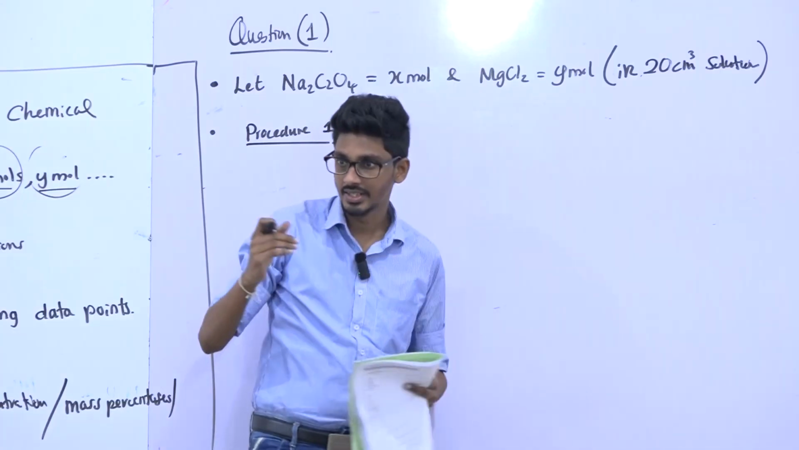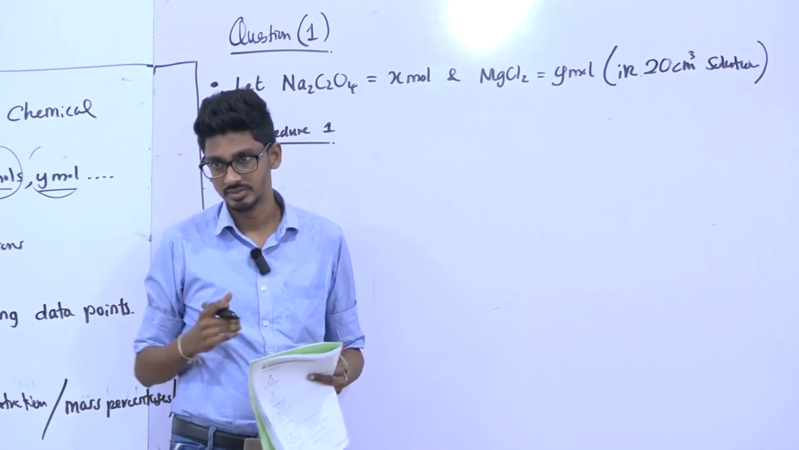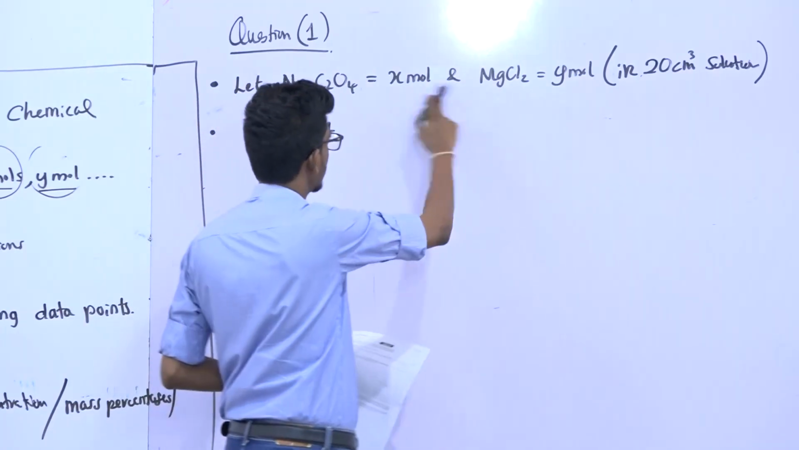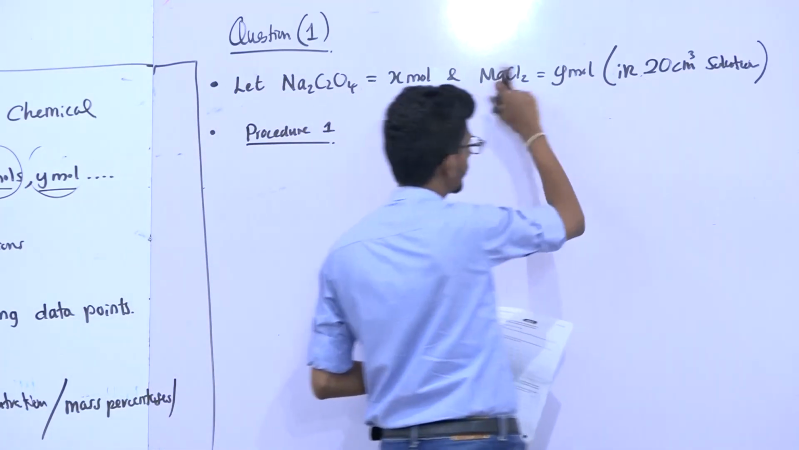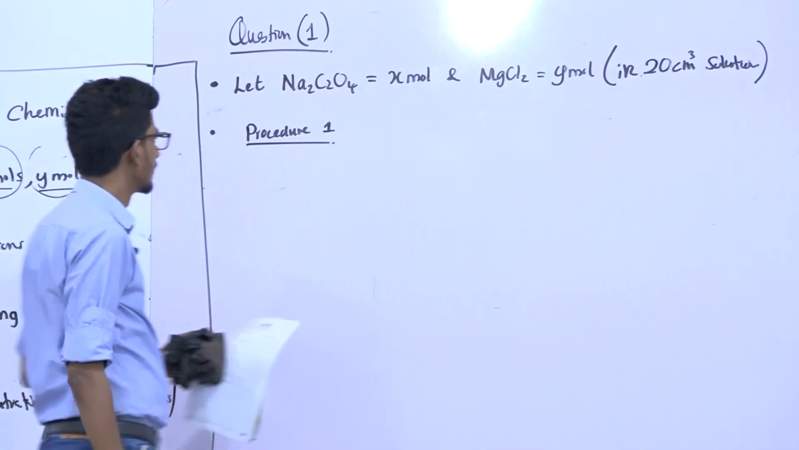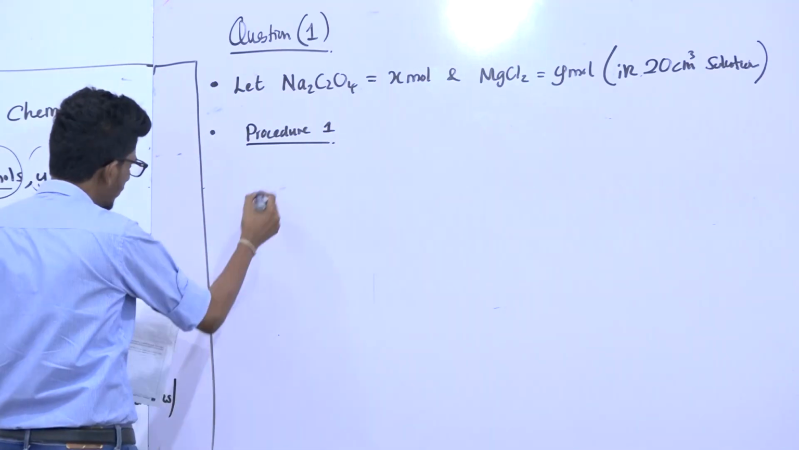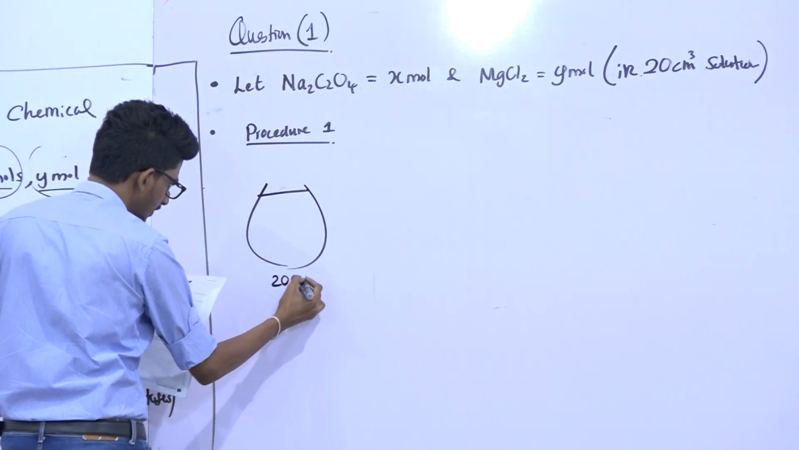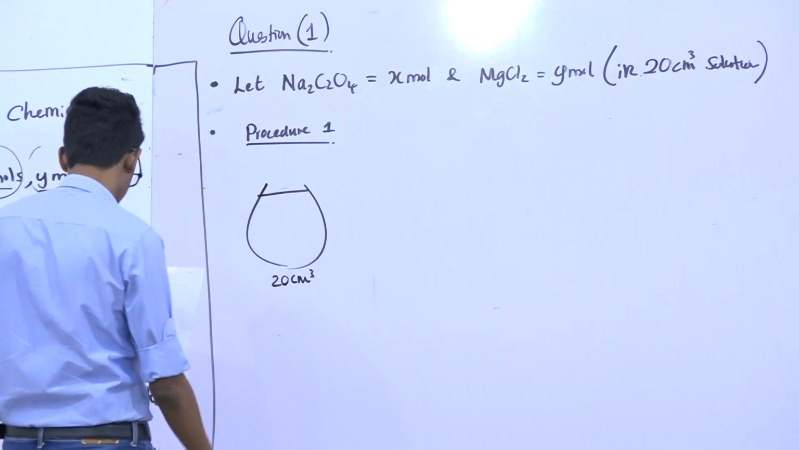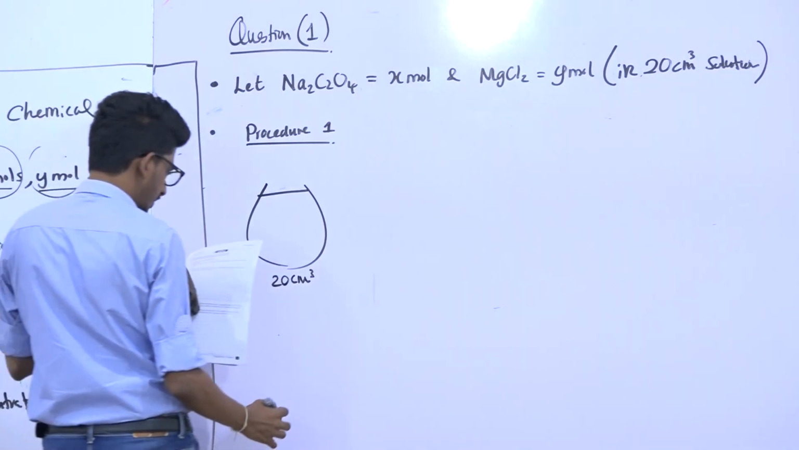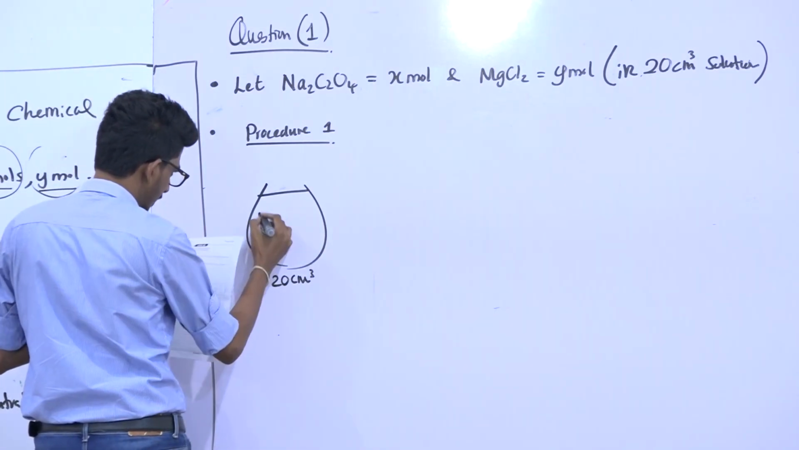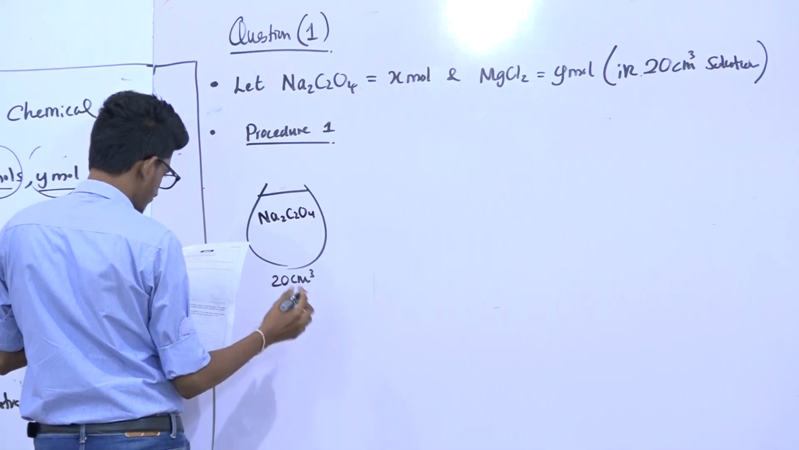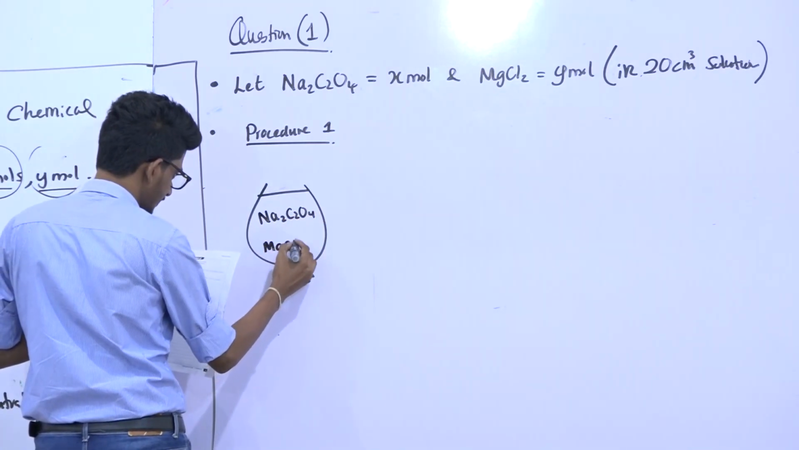So in our question we take the 20 as 10, and XO2 gives moles. When you indicate it, you must write how many moles, x moles and y moles, there are. Then procedure 1. Let's draw a small beaker. You have 20 cubic centimeters of the solution, with a concentration like this. Excess NaOH was added, so now you have sodium oxalate and magnesium chloride.